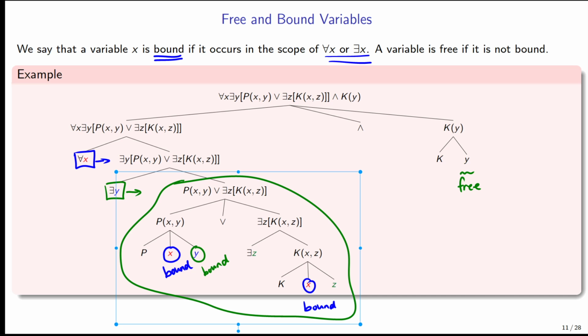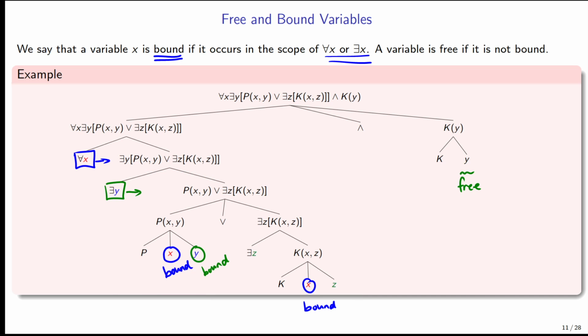Let's take a look at the last quantifier that we have here, the exists a z. So we take a look here. Everything in its scope is what it c-commands. So it c-commands kxz. Well, z is in here, so z is also another bound variable. So this has 4 bound variables and 1 free variable, and we determine that by scope.